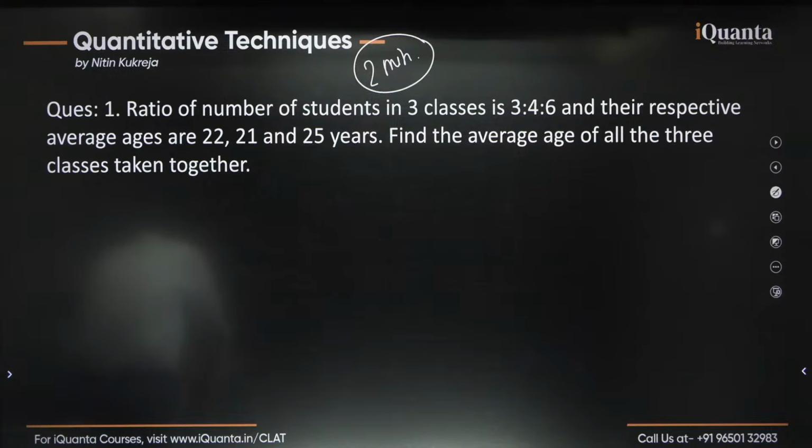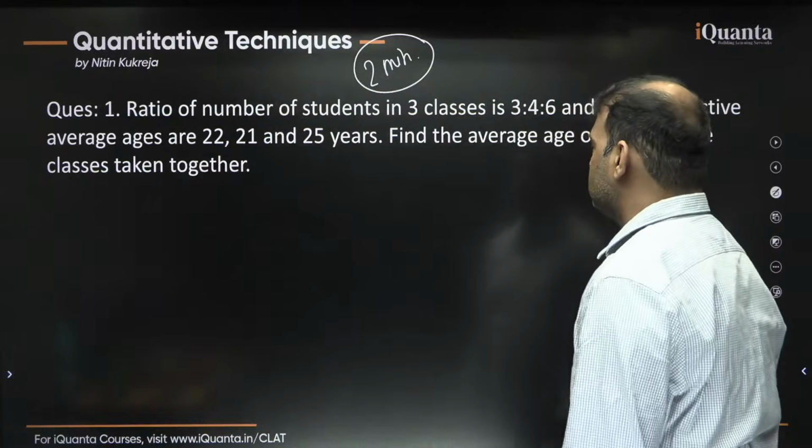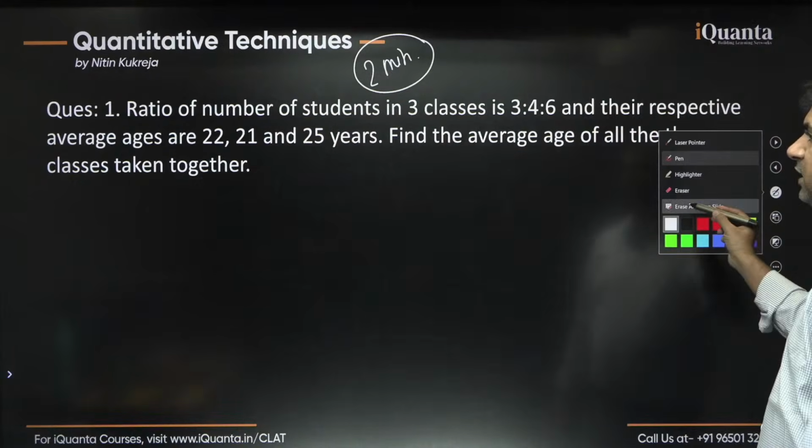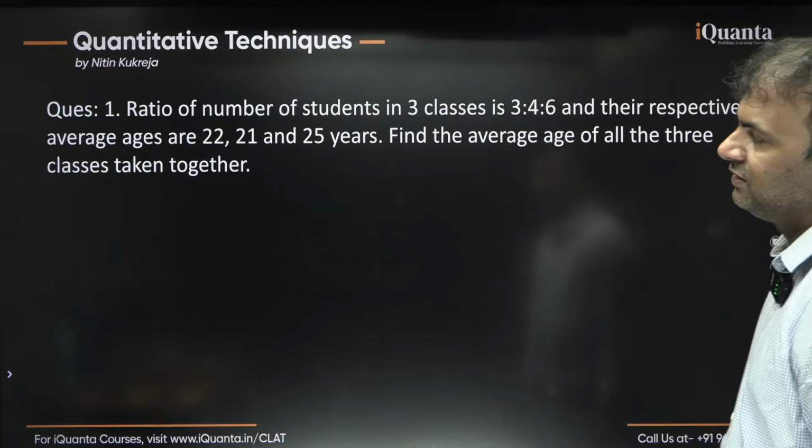Alright, maybe I should solve it now. Okay, guys, let's just read the question. The question says that the ratio of the number of students in 3 classes is given and their respective average ages are also given. Find the average age of all the 3 classes taken together.